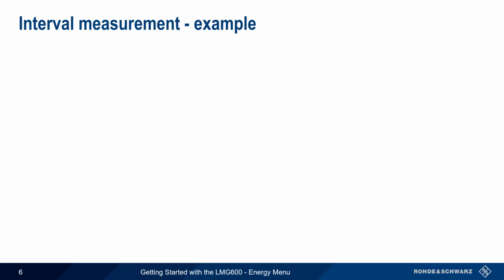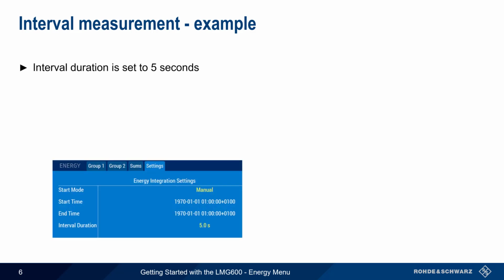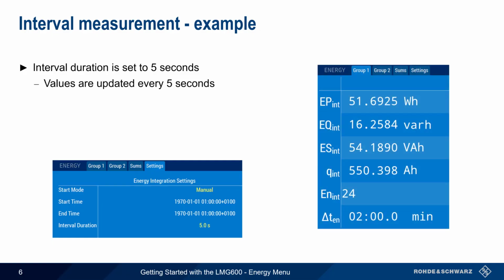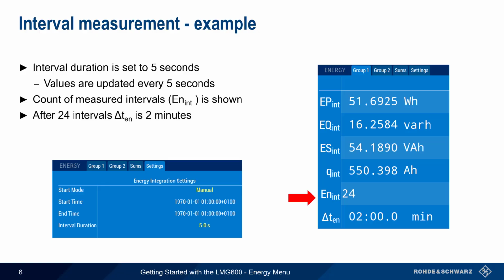Let's look at an example of using intervals. If we set the interval duration to 5 seconds, this means that the measured energy values will only be updated every 5 seconds. When intervals are being used, the count of the measured intervals, enint, is also shown. Here we see that this count is 24, and therefore the total measurement time is 24 times 5, or 120 seconds.